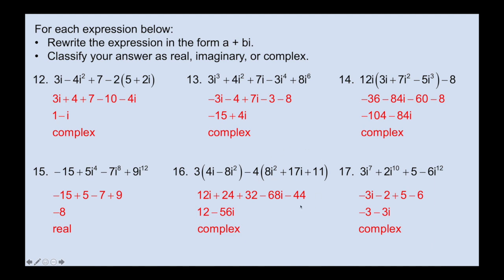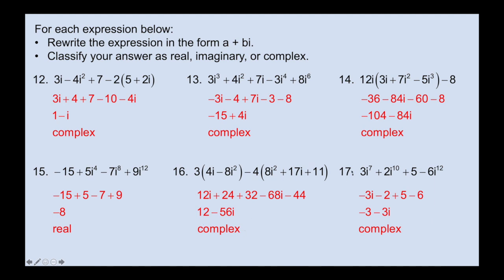Once again, we combine like terms. So 24 plus 32 minus 44 is going to give me 12. Then if I have 12i and negative 68i, those combine to give me negative 56i. And because I have a real part and imaginary part, it's complex.